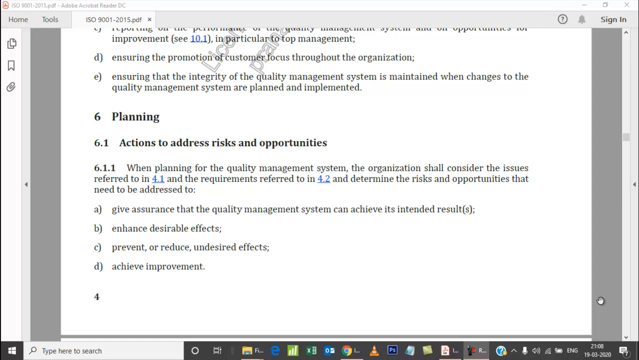Through this video, we shall attempt to understand clause number 6, and specifically clause 6.1, actions to address risks and opportunities. 6.1.1: when planning for the quality management system, the organization shall consider the issues referred to in 4.1 and the requirements referred to in 4.2.